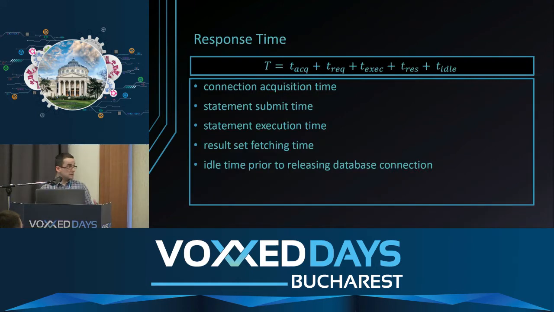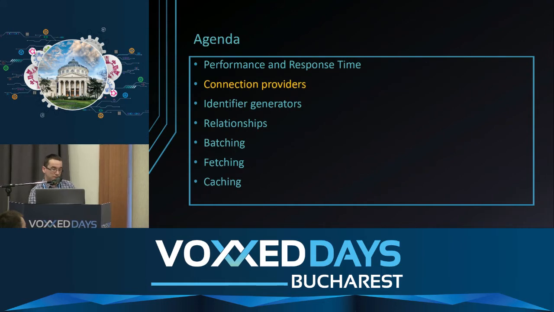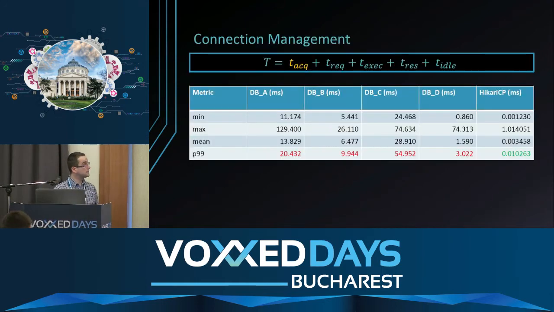Okay, so the response time at the transaction layer can be built out of several segments. You have the time it takes to acquire the connection, to submit and execute the statements, to get the result, and then the time for processing before you release the connection. We will discuss those in the presentation, and hint which particular aspect optimizes which part of the response time. Okay, so now we can go to connection providers.